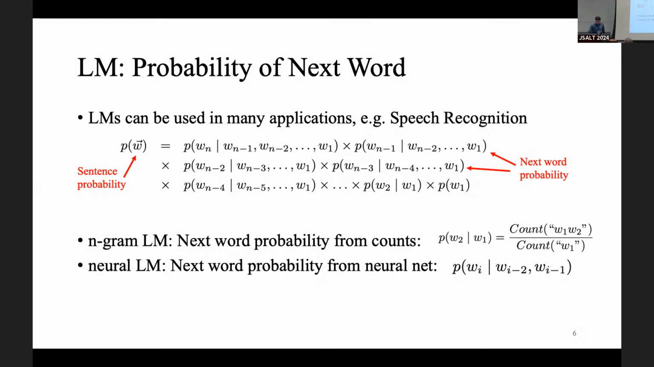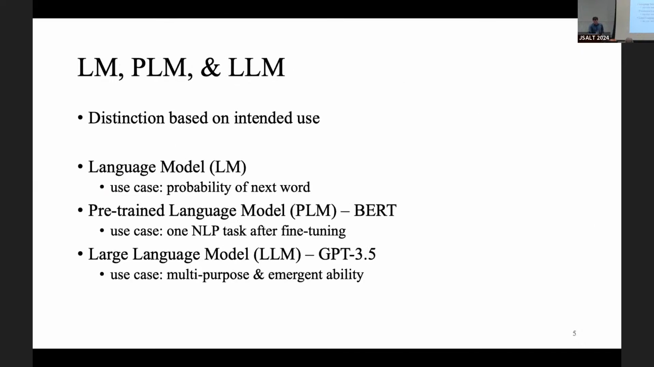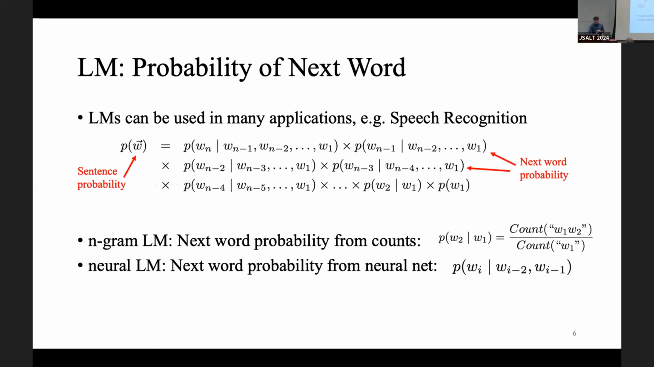All right, so now let's quickly go through these to make things more concrete. For an LM, the intended use is to predict the probability of the next word. It can be used in many things like speech recognition, where you want the probability of a sentence, which is a sequence of words. You can use the chain rule to decompose it into conditional probabilities. In the old days, when we used n-grams, we would take, say, the probability of the second word given the first word and use counts to derive this probability. Now we would use a neural net to compute this probability. So that's what I call an LM. The main thing is you want to model this probability.